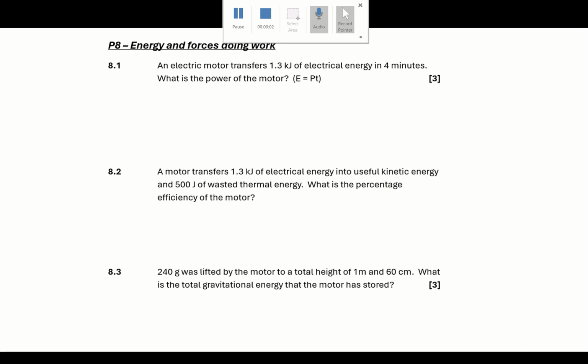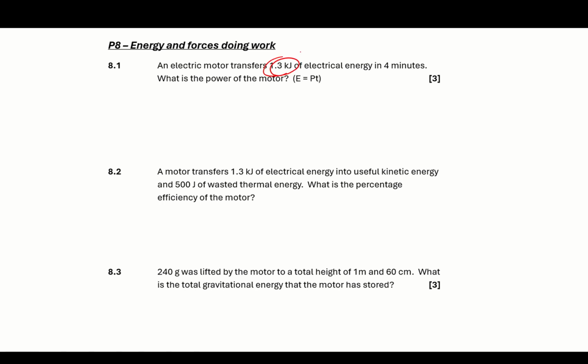Okay, this is the revision sheet for the foundation mock exam. The first topic area is P8, energy and forces doing work. We did go over this in lesson. An electric motor transfers 1.3 kilojoules, so we have to change that, times 1,000, to 1,300 joules. 4 minutes, times that by 60, is 240 seconds, and it wants the power.